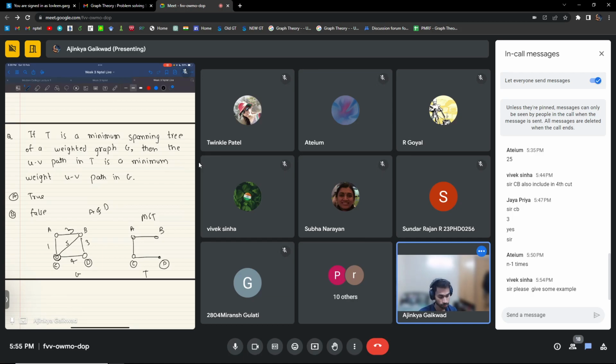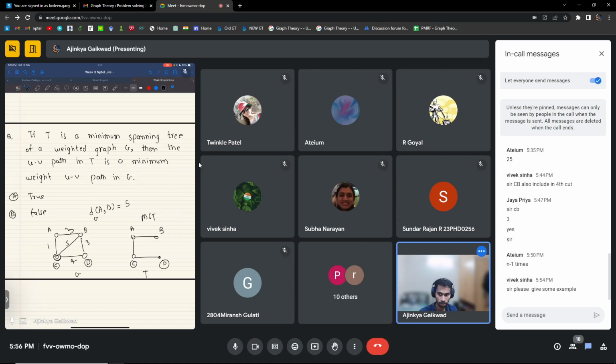is 5, because what I can do is go from A to C and C to D, right? This is 5. There are also different paths which use two edges, for example AB and then BD, but the weight there is 6. So the shortest path, or the distance of A and D in my graph G, is 5, right?